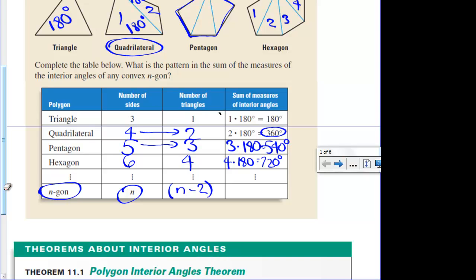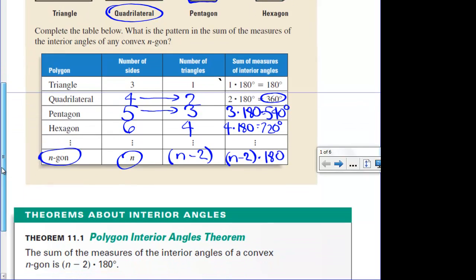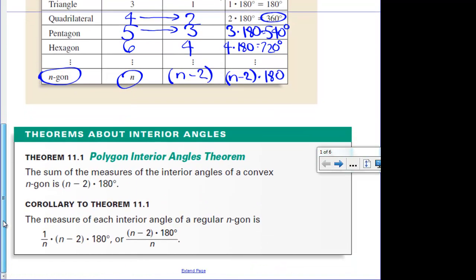And to find the sum of the interior angles of any polygon, you can use this expression: (n minus 2) times 180 degrees. All right, so let's look at some theorems and then let's practice some problems. So theorem 11.1 just says what I generalized, which is if you want to find the sum of the measures of interior angles of a convex polygon, you can use the expression (n minus 2) times 180.